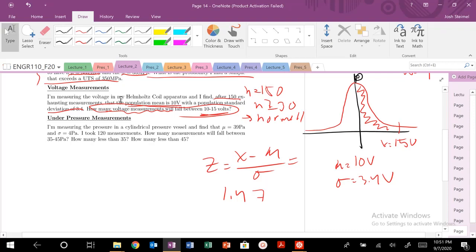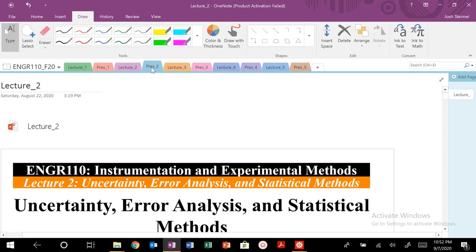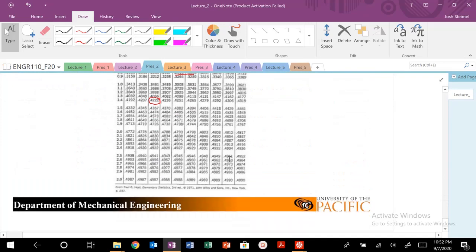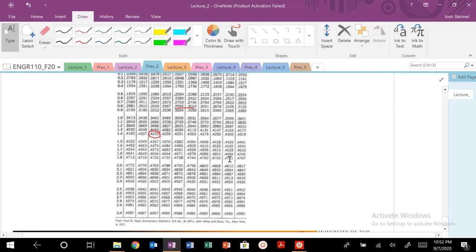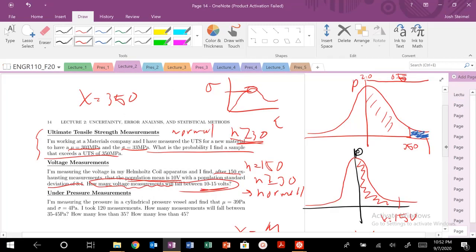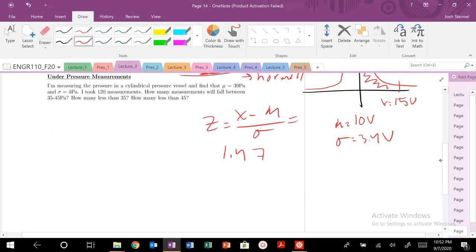So if I go and look at my presentation, that's too bad. Go back down again. Should have clicked 1.47. Let's go over here. So 0.4292. So go back. Let me scroll down here. So that corresponds to 0.4292. That's my area, the probability, the fraction.